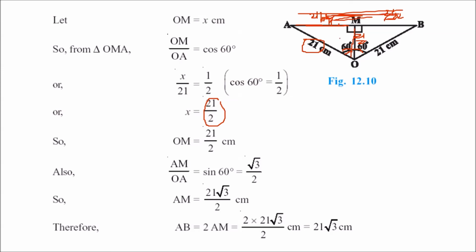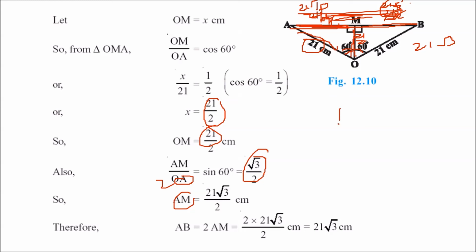Now we have to find this. So sin 60, take perpendicular by hypotenuse. Perpendicular is this, hypotenuse is this. AM by OA, that is AM by 21, is sin 60, that is root 3 by 2. So AM becomes 21 root 3 by 2. So this becomes 21 root 3 by 2, and this becomes 21 root 3 by 2. So together these become 21 root 3. So this is 21 root 3 and this we just got as 21 by 2.